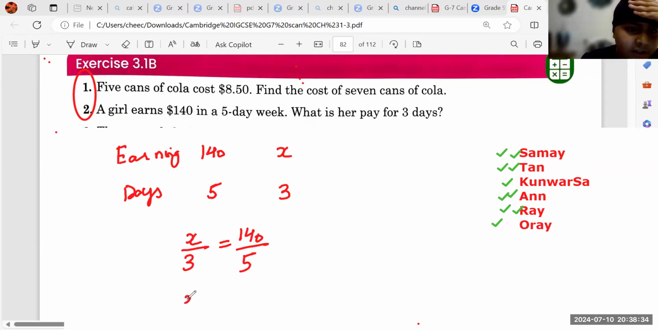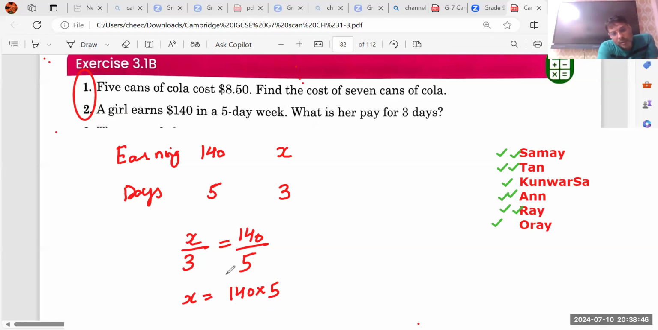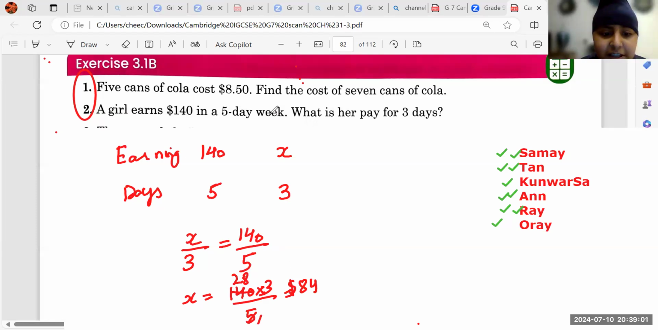Is the answer already 84? I wrote the answer wrong. Oh, I did it ulta. It is 140 into 3 upon 5. So this is $28.80, of course. So Ore and Kovers, understood? I understood. I made a mistake typing the answer wrong.